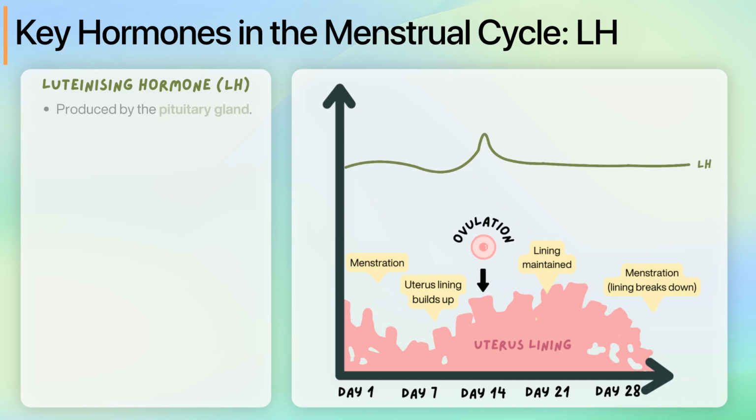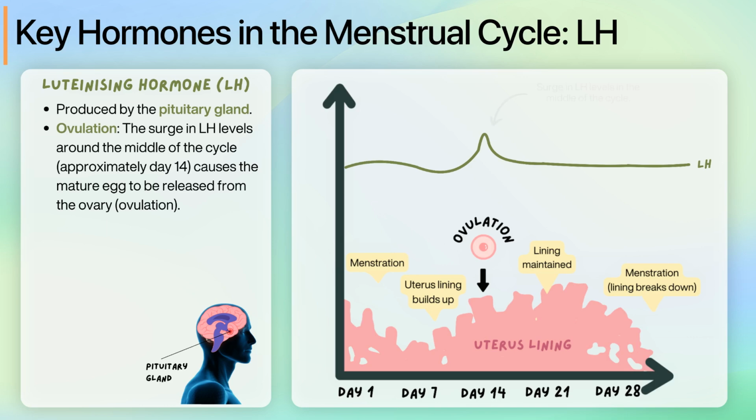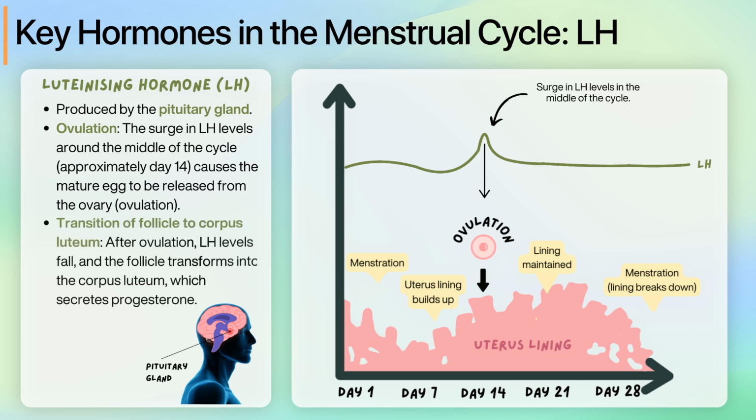LH is also produced by the pituitary gland and has a critical role in ovulation. The surge in LH levels around the middle of the cycle, approximately day 14, causes the mature egg to be released from the ovary, ovulation. After ovulation, LH levels fall and the follicle transforms into the corpus luteum, which secretes progesterone.